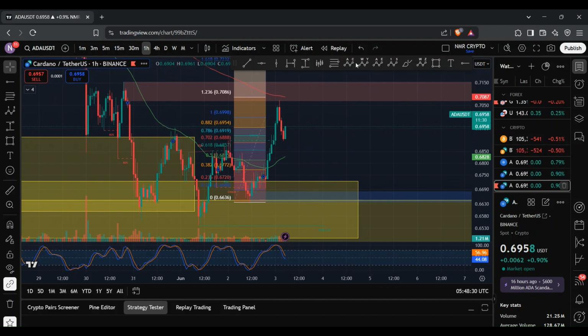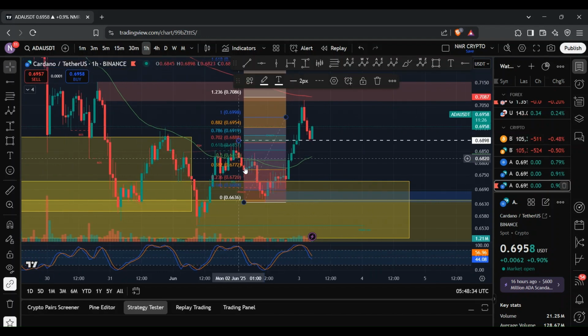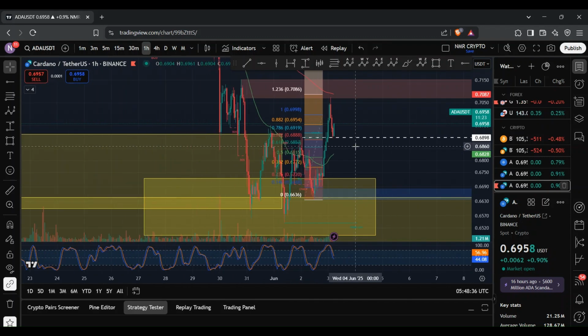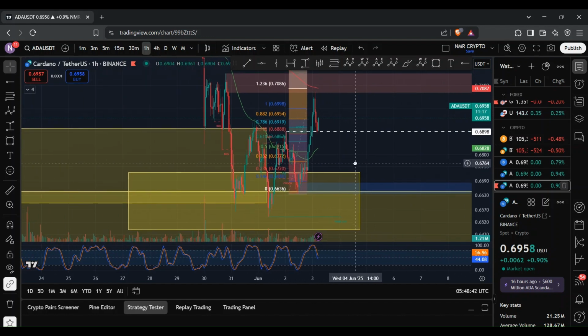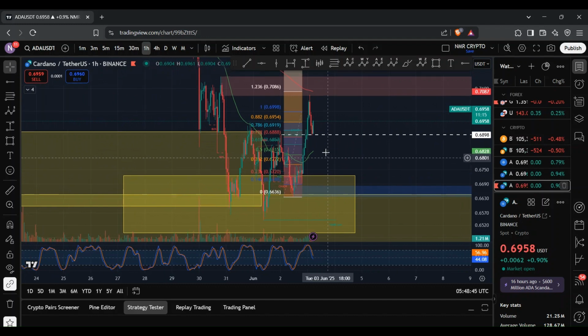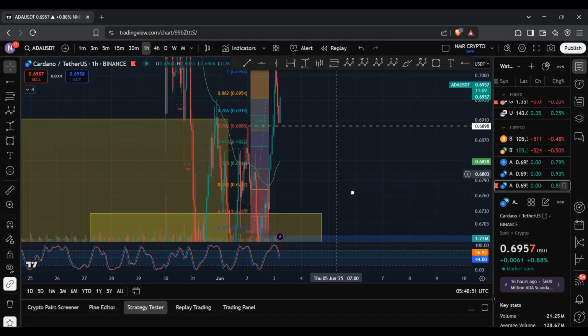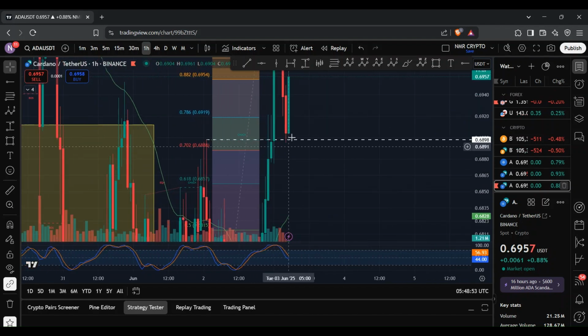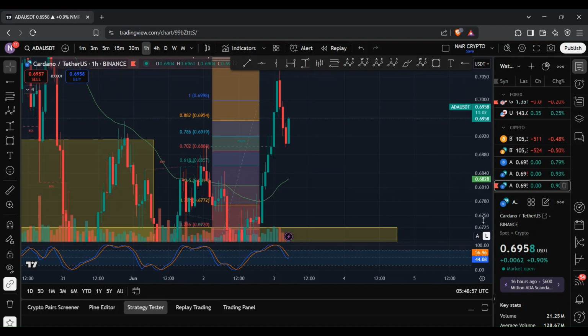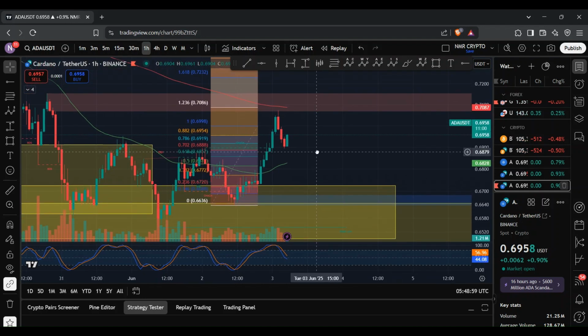And so if ADA was to break this level, then that would then confirm that this is actually a WXY structure as opposed to a 5-wave move, because in a 5-wave move, what you can't have is the wave 4 cross the wave 1 or the wave 2 origin. And so I'm not sure if we've actually broken. Yeah, we actually ended up crossing the wave 1. So it looks like a WXY structure is actually formed as opposed to a 5-wave move.